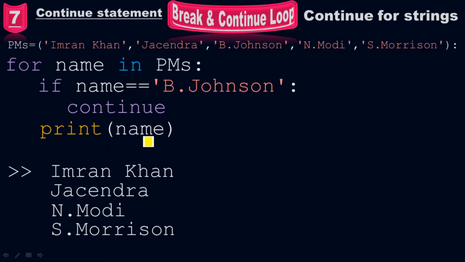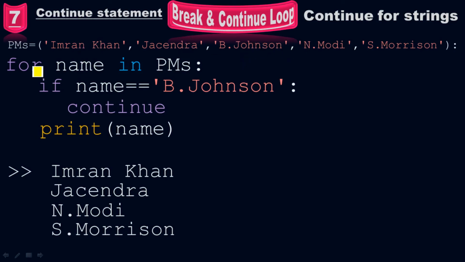Then we put print of name. Don't forget this print of name. If you ignore the print function, you won't see this thing in the output. If you skip the print function, you won't see this thing printed in the output. This printed output is because of this print function. So print of name. What is name? Name represents the individual strings of the collection.